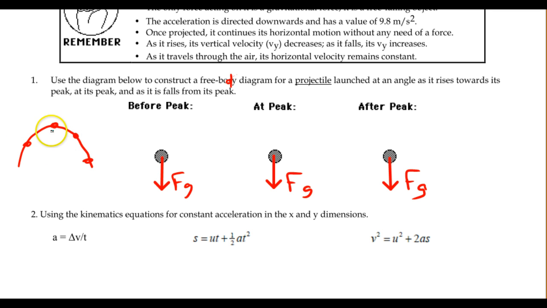Now, a common error that people have is to confuse velocity with acceleration. At the top, the vertical velocity becomes 0. You would stop for an instant, but the acceleration never becomes 0. The acceleration is always the acceleration due to gravity.